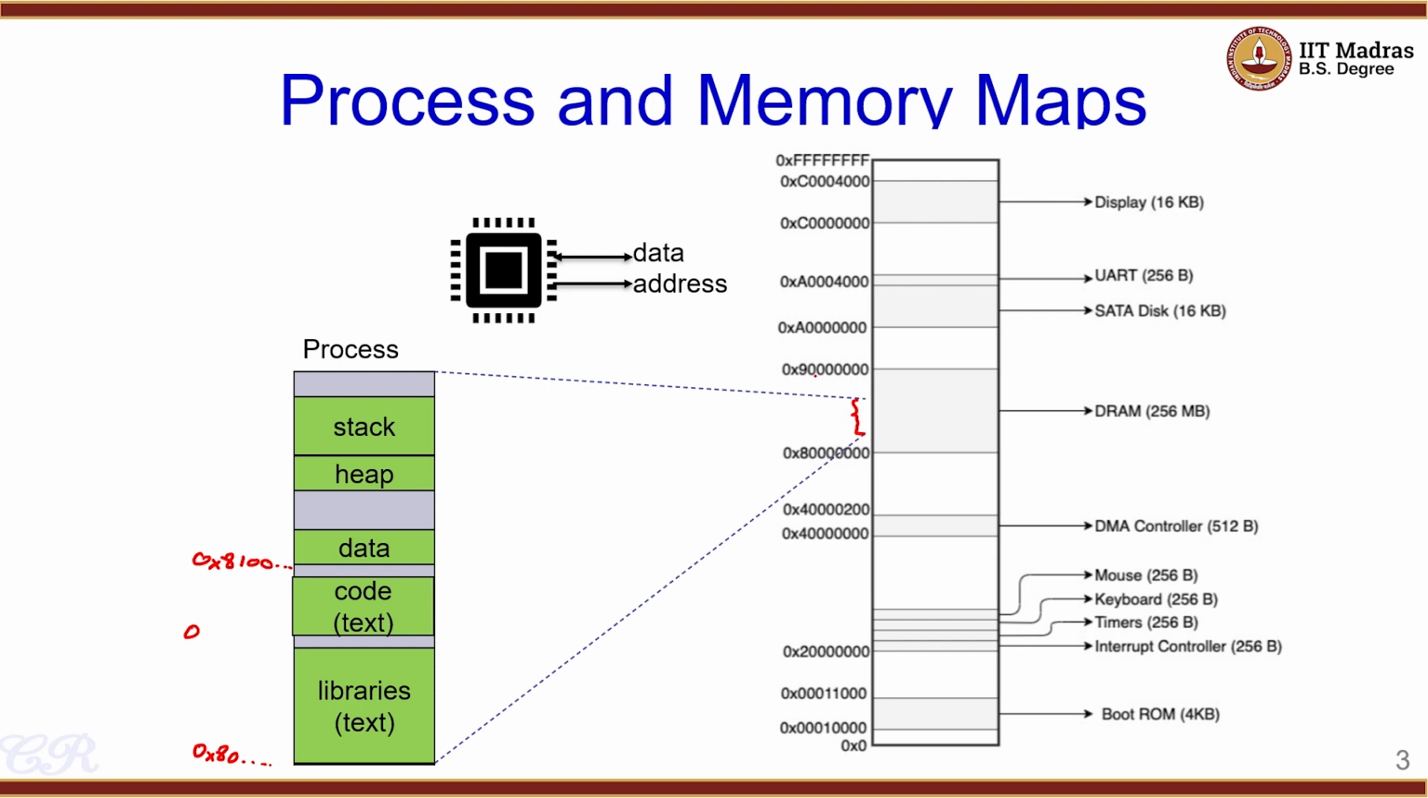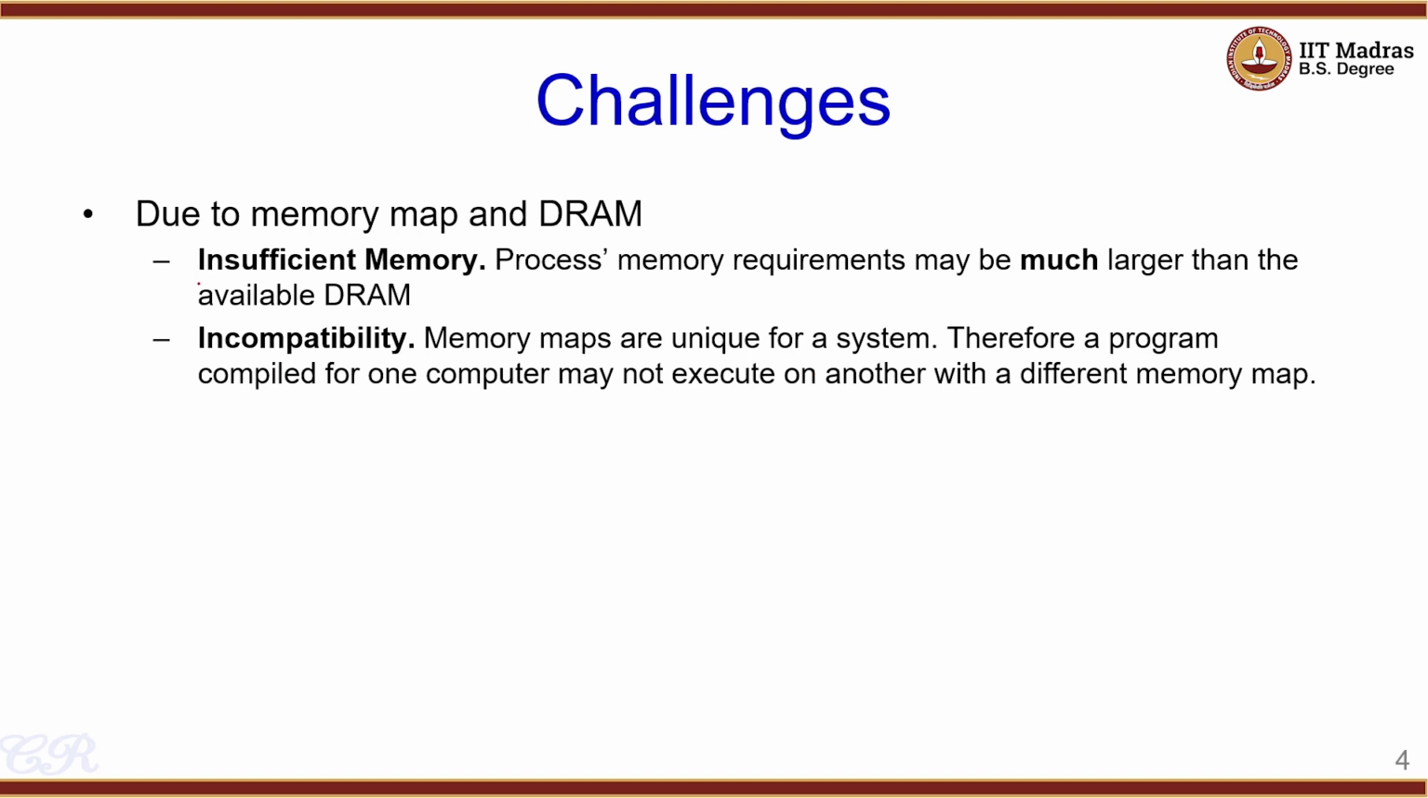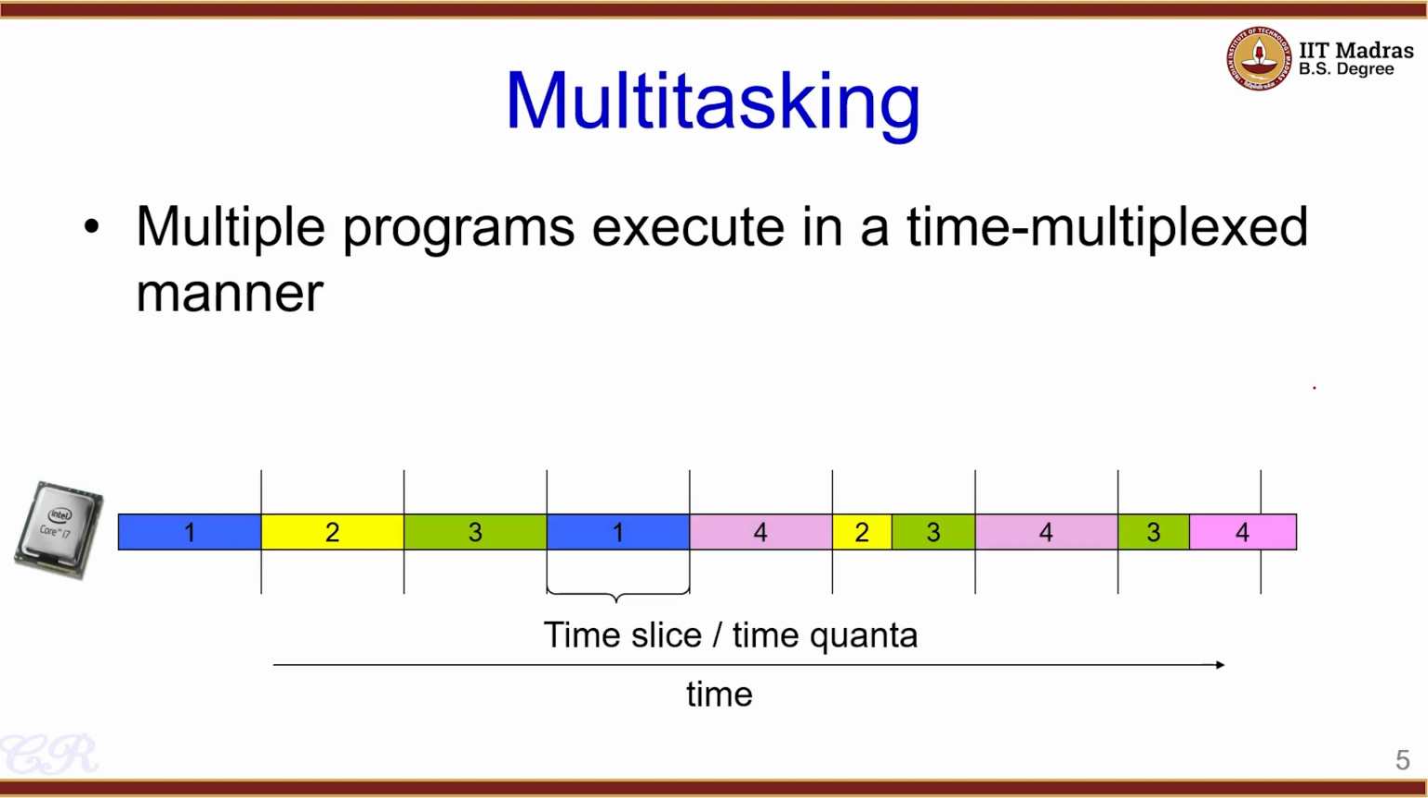So this kind of mapping, where we map everything to our region of DRAM, first of all could lead to insufficient memory, but also the aspect of incompatibility, right? As we say over here, a program compiled for one computer may not execute on another computer with a different memory map, right? Now let's see what else could happen due to this kind of mapping a particular process directly to a memory. Okay. Now one thing we spoke about in earlier videos is the aspect of multitasking.